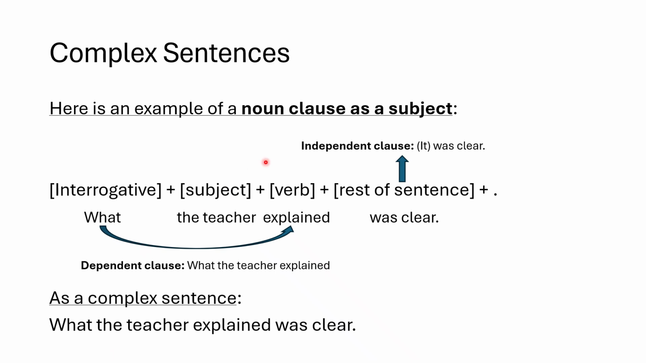Here is an example of a noun clause as a subject. Interrogative plus subject plus verb plus the rest of the sentence. The dependent clause is what the teacher explained. The independent clause is was clear. Without the dependent clause, was clear would require the pronoun it to be the subject of the sentence.